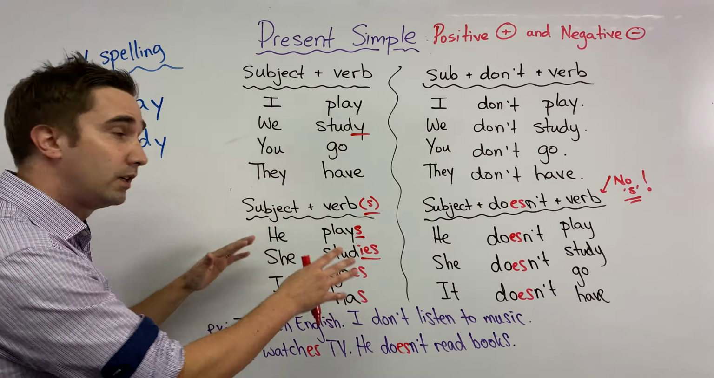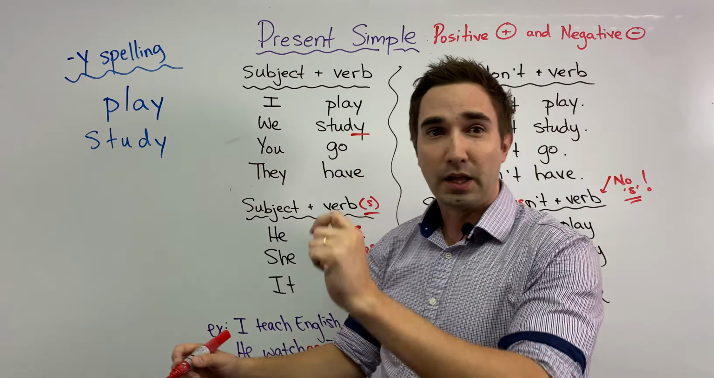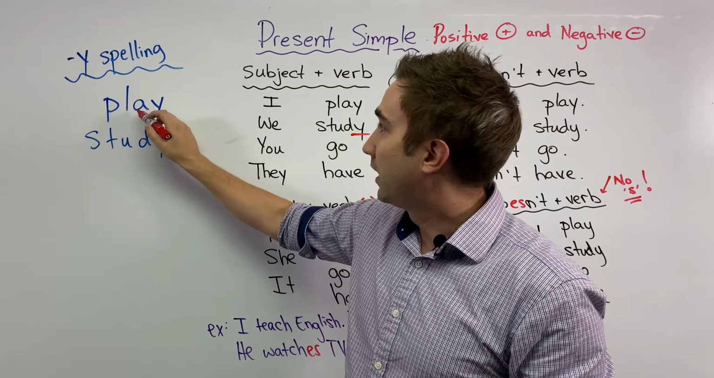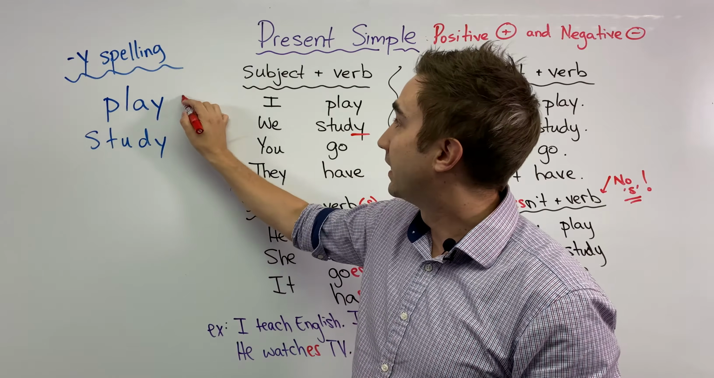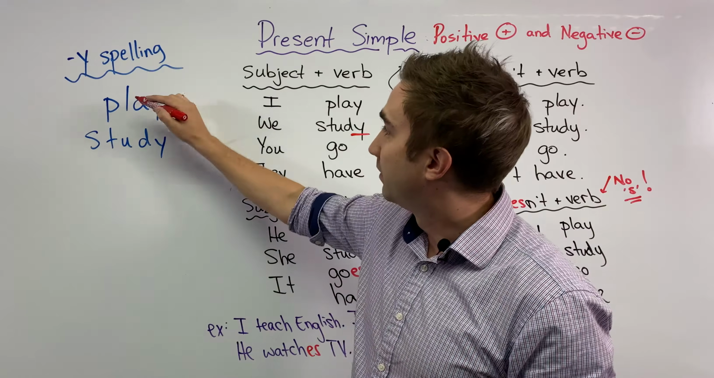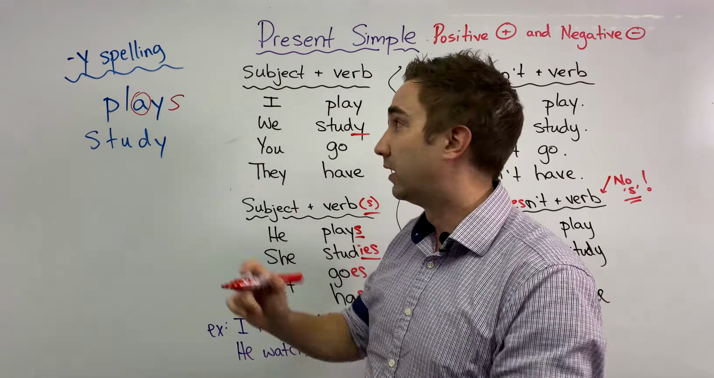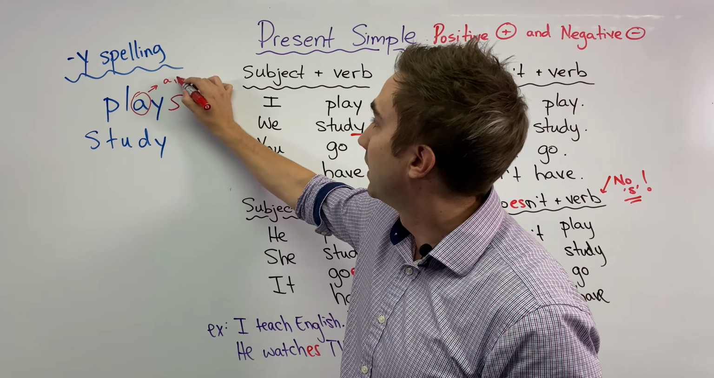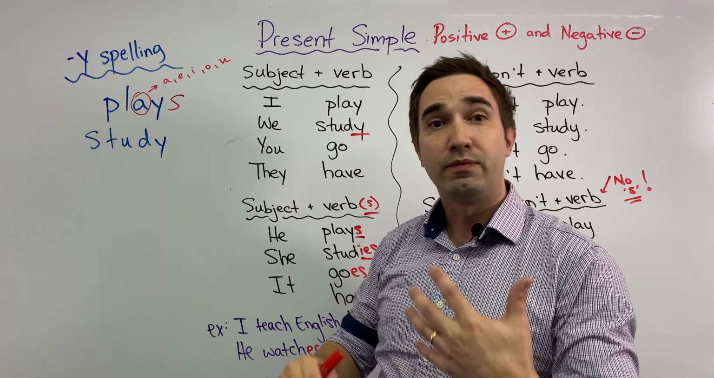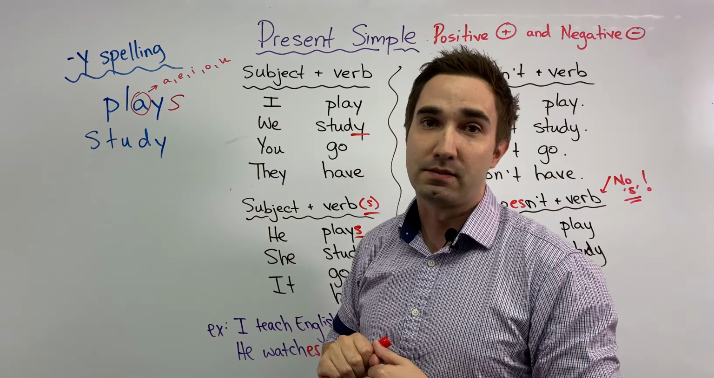So let's quickly go over here and have a look at this. All right, I'm going to be like Mark. I'm going to be left-handed now. All right, so P-L-A-Y, play. Here we add an S, okay? Quite simple. Now, Y is because of this letter here, the letter before the Y. This is a vowel, right? A-E-I-O-U. So if we have a vowel before the Y, we just add S.